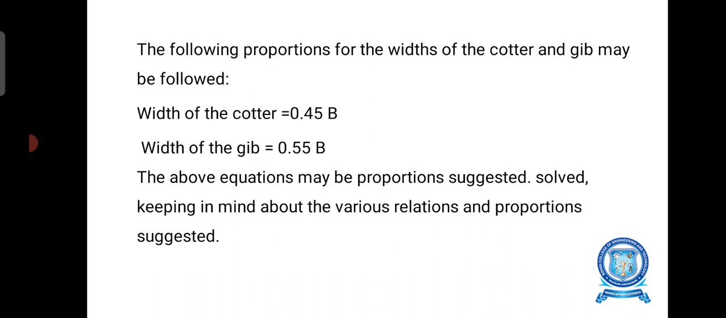The following proportions for the width of the cotter and gib may be followed. Width of the cotter equal to 0.5 B, width of the gib equal to 0.5 B. The above equations may be solved keeping in mind the various relations and proportions suggested.